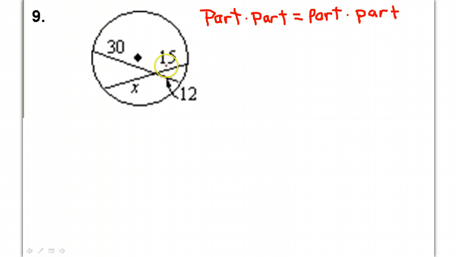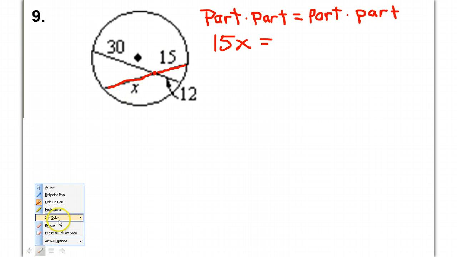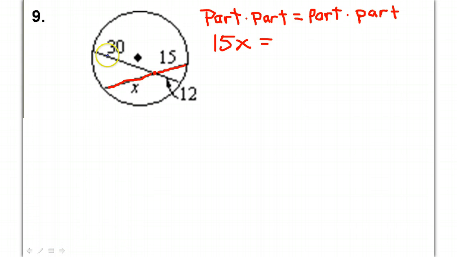So in this case, part times part from this segment will be 15 times x. So I can write 15 times x as just 15x. Now I'll do part times part from the other segment. So far I've done this, part times part, the 15 times the x. Now I will do part times part from the other segment, and that other segment's going to be 30 times 12, part times part.